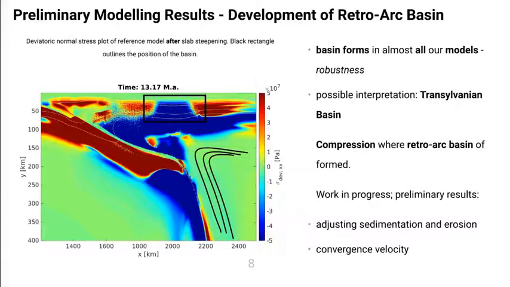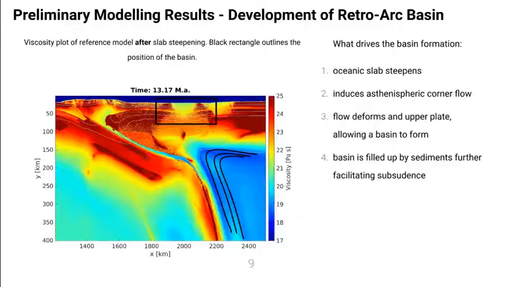One possible interpretation of this basin is that this represents the Transylvanian basin. Due to the compression that can be seen where the retroarc basin is formed, we can interpret this as the result of the induced flow rather than extension. Our next steps will be to investigate the effects of sedimentation and erosion by adjusting the sedimentation and erosion model to be more realistic, and also investigate the effect the convergence velocity has on the formation of the basin.